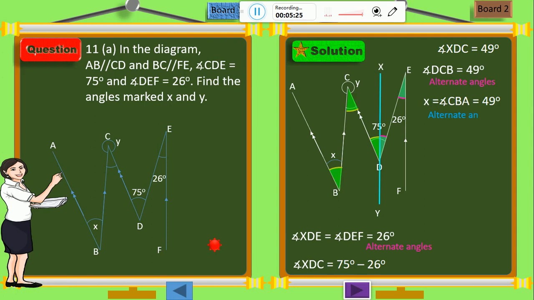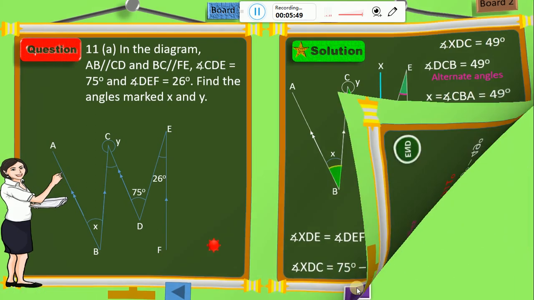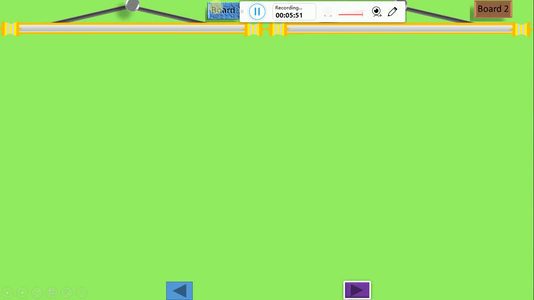Angle X is equal to 49 degrees. Reason, alternate angles are equal. Therefore, angle DCB plus angle Y is equal to 360 degrees, angles at a point. Make substitution. Make Y the subject. Y is equal to 311 degrees. We move to the next slide for the next question.